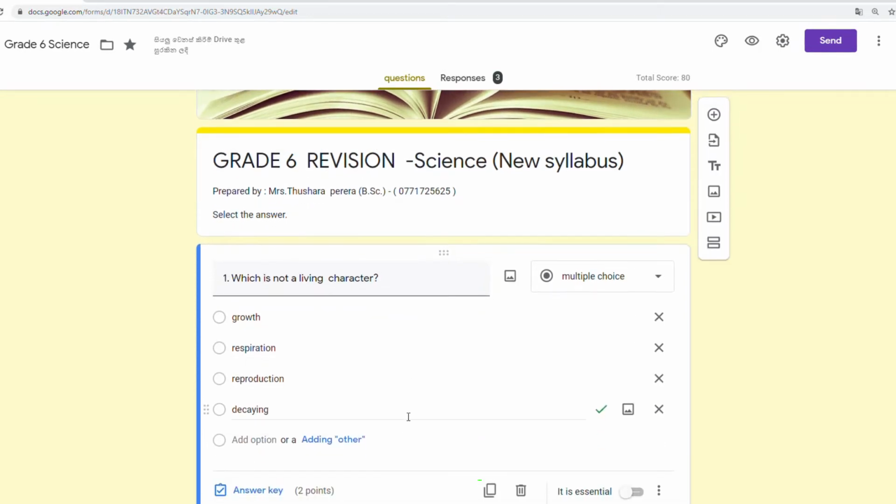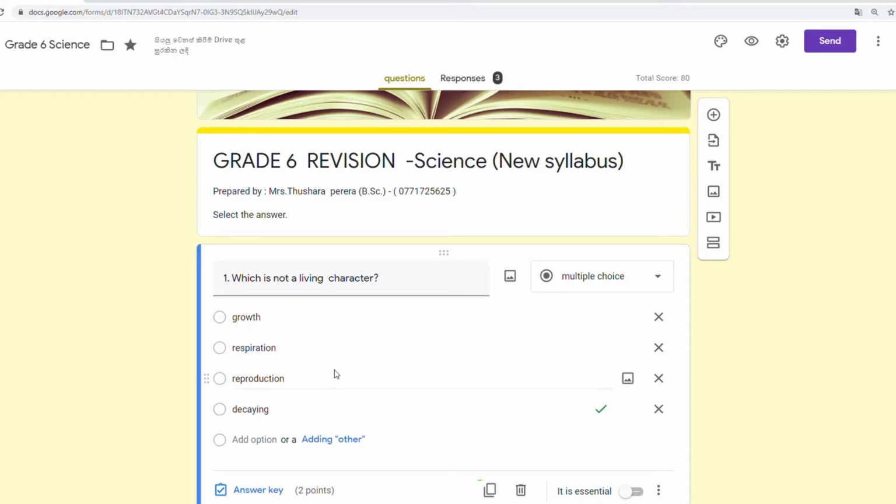So when you get into the first question, the first one is, which is not a living character? Here in the grade 6 syllabus, that is from the first unit, the wonders of the living world. Under that topic, you learn about the living characteristics. They are growth, respiration, and reproduction. They all are living characters. I think all of you know that as grade 6 students.